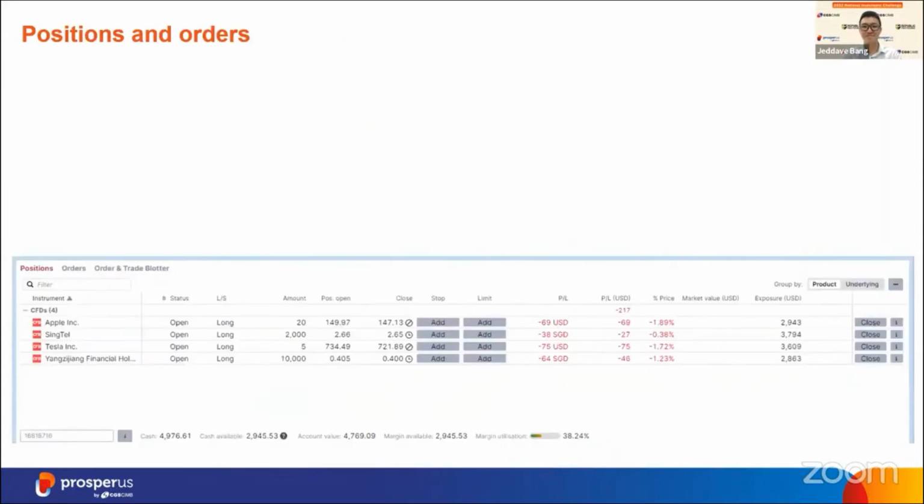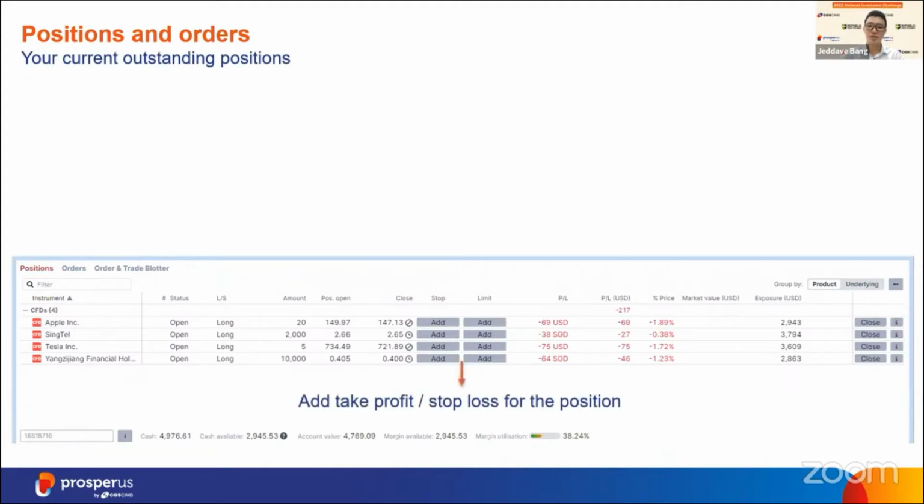All right. Now, lastly, I'm just going to quickly show you this positions and orders segment. This is a segment that you want to keep an eye on because when you execute any purchase of CFDs, you will see that it shows up in your positions, right? So this is rather important for you to take note. Under the positions tab itself, you will see all your outstanding positions.